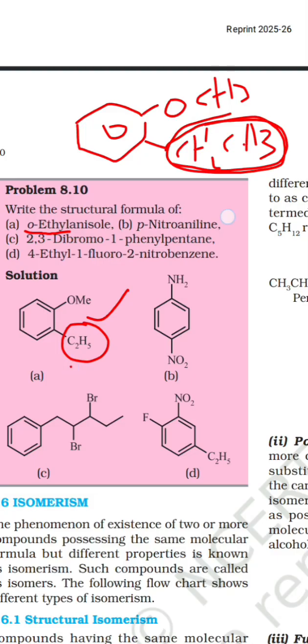And the second one is para-nitroaniline. That means aniline means on a benzene ring an amine group is there. This is the benzene ring, and an NH2 group is there, then it is called aniline. And para means the fourth position. There an NO2 is there, the nitro group. So the para-nitroaniline structure is this one.